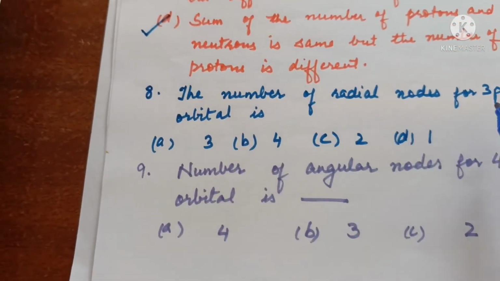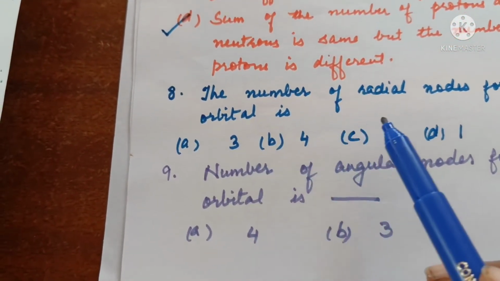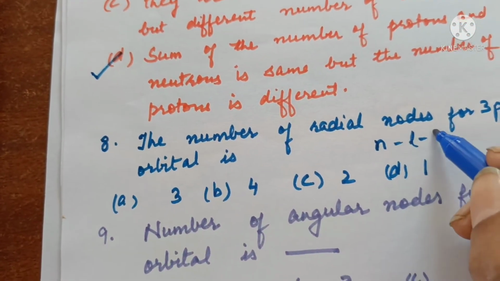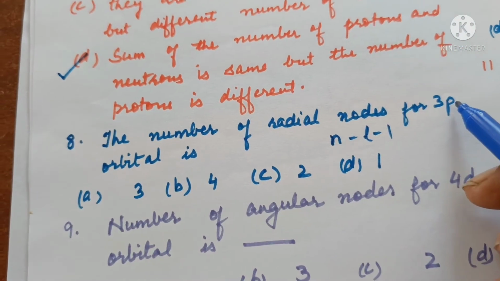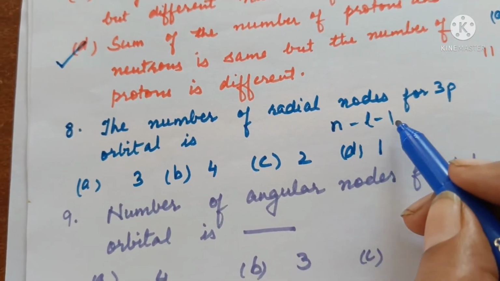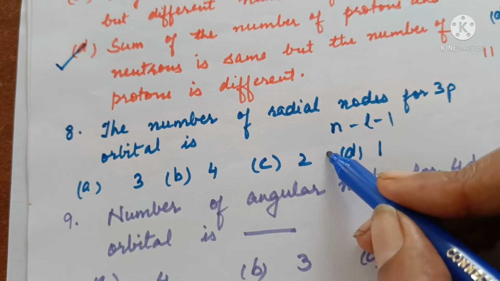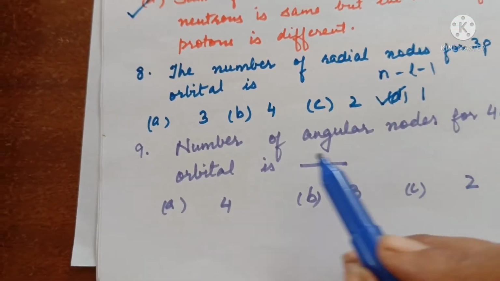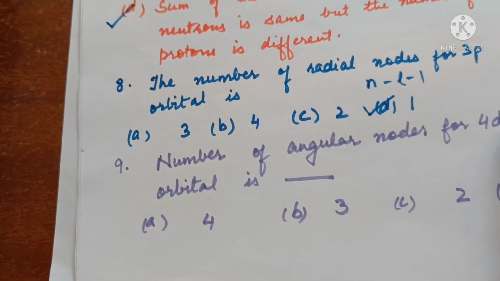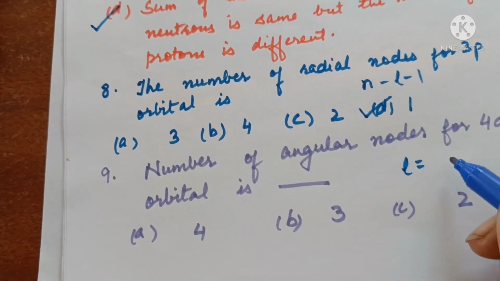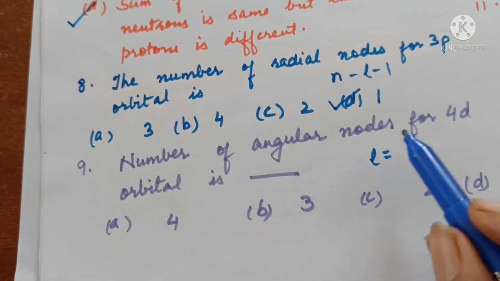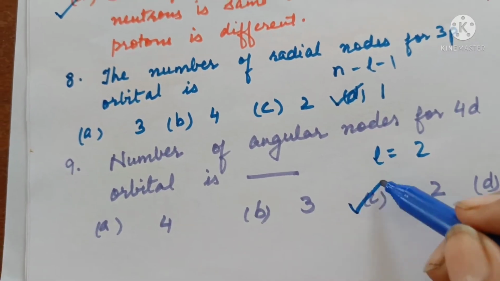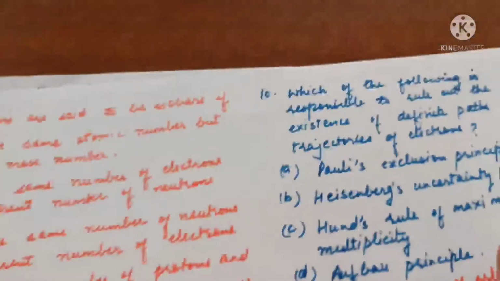The number of radial nodes for 3p orbital is, find out the number of radial nodes is n minus l minus 1. n is 3, l is 1, so 3 minus 1 minus 1, 3 minus 2 is 1. So option D is the correct option. Number of angular nodes for 4d orbital is, as d has l equal to 2 and number of angular nodes is equal to the l, so it has 2, so option C is the correct answer.